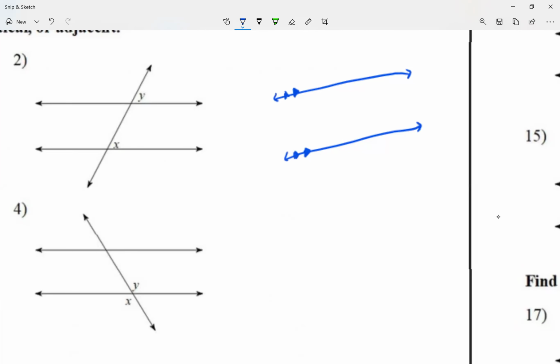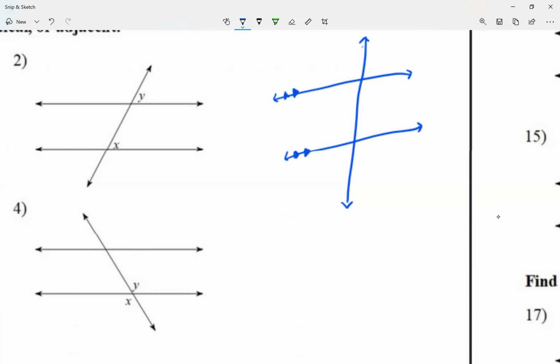These two lines get intersected by another line. Now, this other line we're going to call a transversal. So again, parallel lines and a transversal. Now, we're going to learn three names today. We're going to talk about corresponding, vertical, and adjacent.